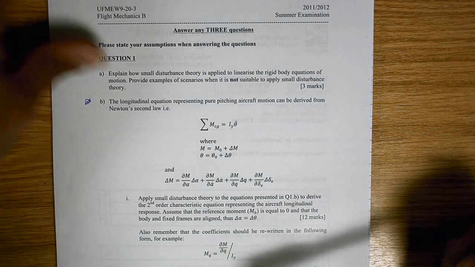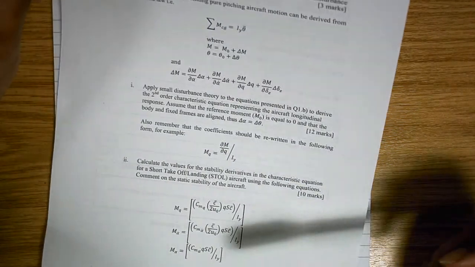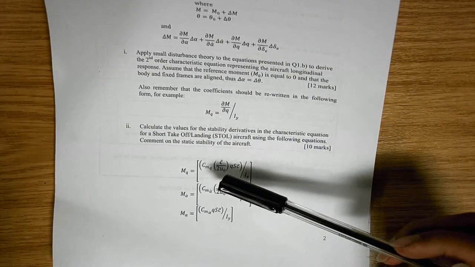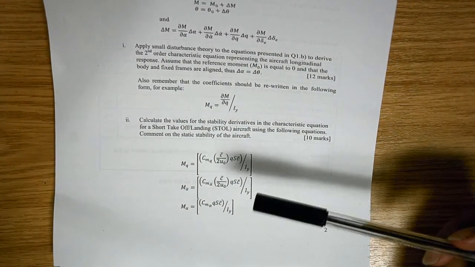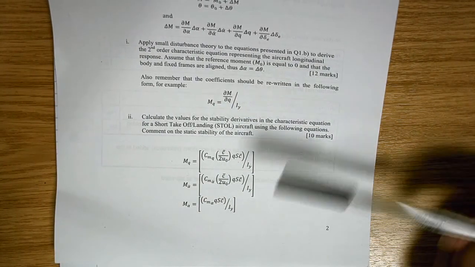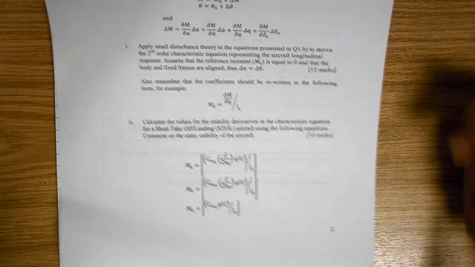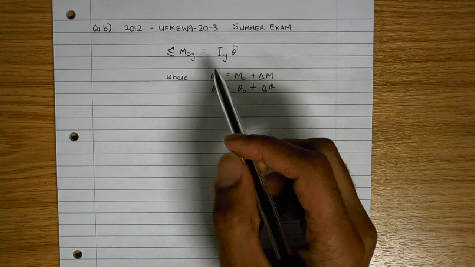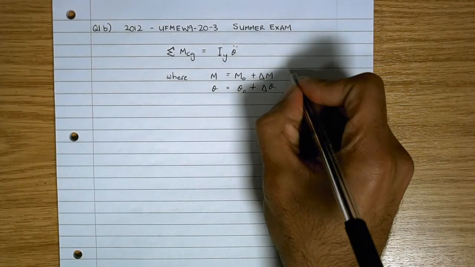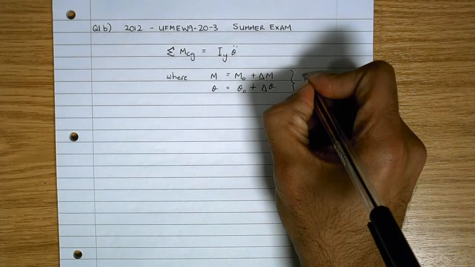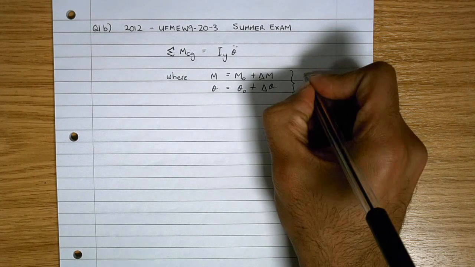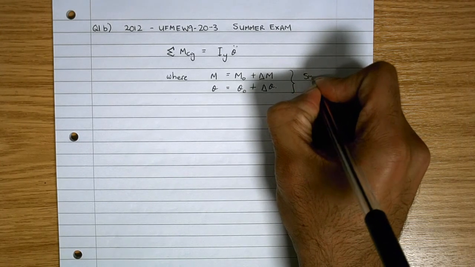Once we have that, we can go through and calculate the stability derivatives, and we can have a look at, for example, the static stability of the aircraft and even the longitudinal stability. Okay, so you're given the following, and these two equations are your linearization, using small perturbation theory.